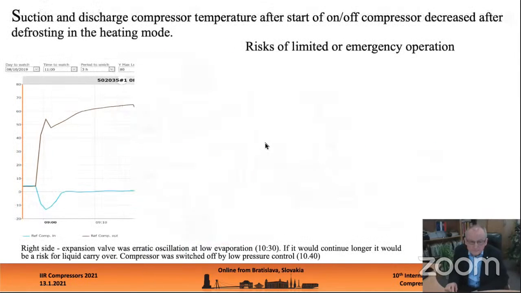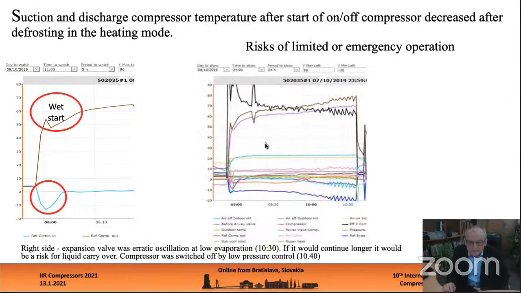Suction and discharge compressor temperature after the start of the on-off compressor decreased after defrosting in heating mode. You can see the suction temperature at the compressor, which decreased at the start in heating mode after defrosting, and you can see a quick decrease of discharge temperature. So likely there was a wet start.